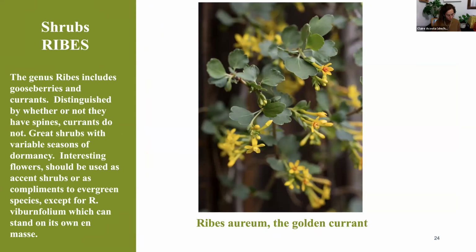Ribes are your currants and gooseberries. And the main difference between gooseberries and currants is just the presence of thorns on the stem of the plant. So gooseberries have thorns, or spines, and currants do not. Currants are spineless.